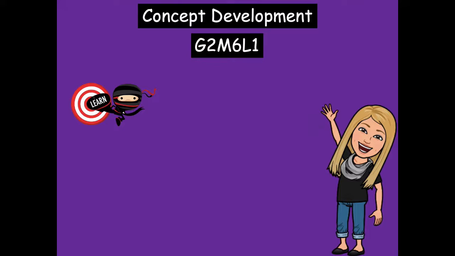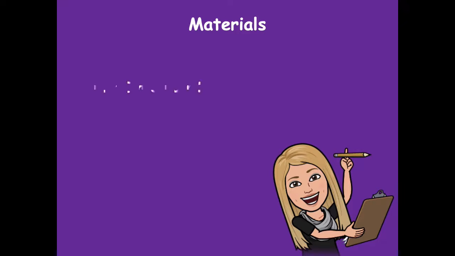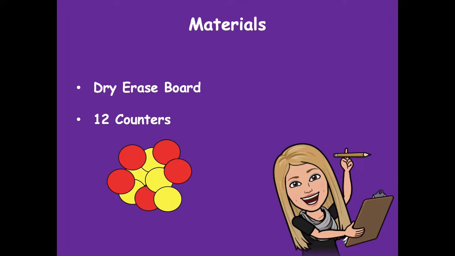And in this topic, we're going to be talking about using equal groups to help us solve problems. So our learning goal for today says, I can use manipulatives and drawings to represent equal groups. The materials that you'll need for this lesson are your dry erase board, and you'll need 12 counters. You might have these red and yellow counters. You can use these to help you. Okay, so make sure you grab those before you get started.